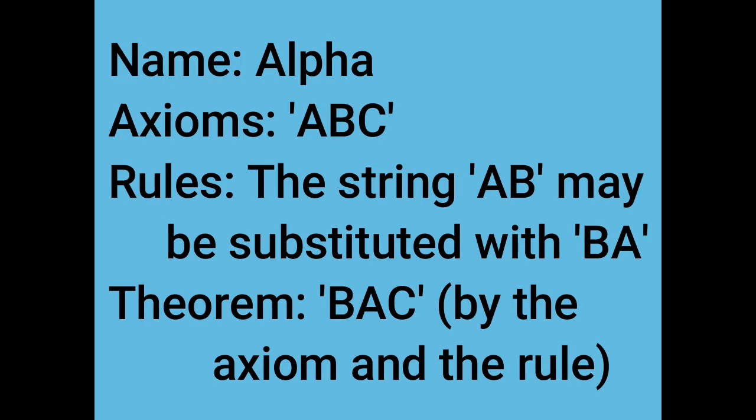Or to take another example of an abstract logical system, and I have created this rather trivial one myself. Name: alpha. Axioms: A, B, C. Rules: the string AB may be substituted with the string BA. Then you can deduce the theorem BAC, and this follows from the axiom and the rule. So then the theorem BAC can be said to be true within the system of alpha. Also, the axiom ABC can be labelled as true within the system of alpha.